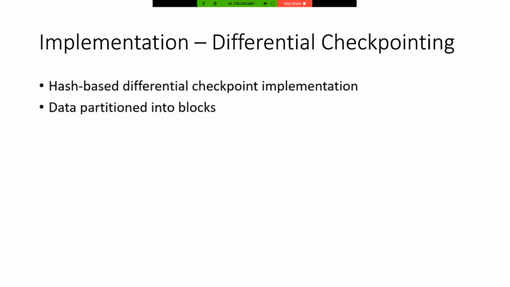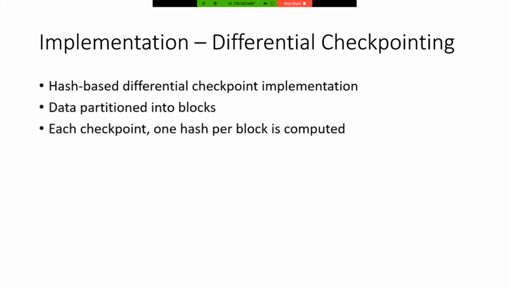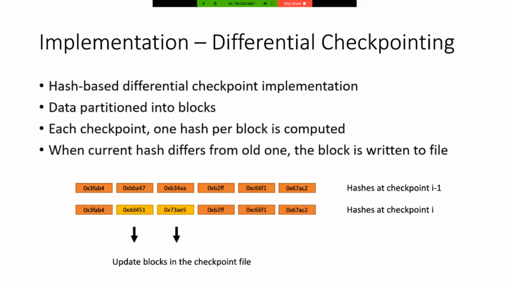So the data is partitioned into blocks, and by the time of each checkpoint, we compute hashes of all of these blocks. And when the hash of one block changes compared to the hash from the former checkpoint, we write that data, because we know the data in that block has changed, so we need to update the checkpoint file.